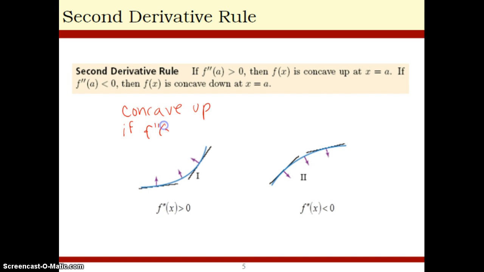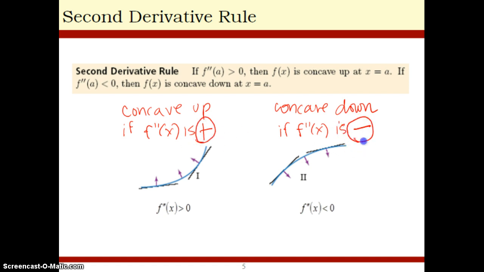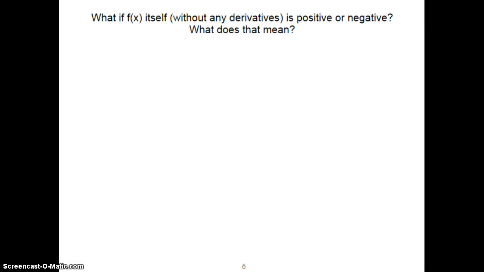f double prime of x is positive. And then it's concave down if f double prime of x is negative. So you have to keep those rules in mind when you're working through these.